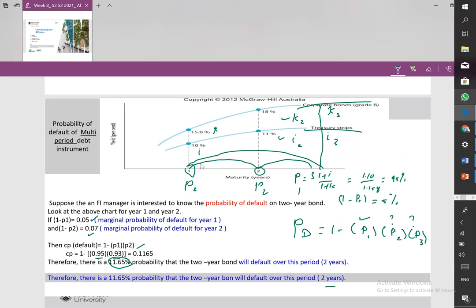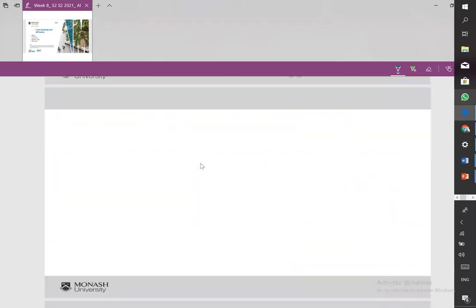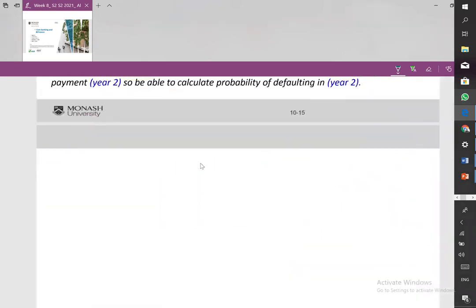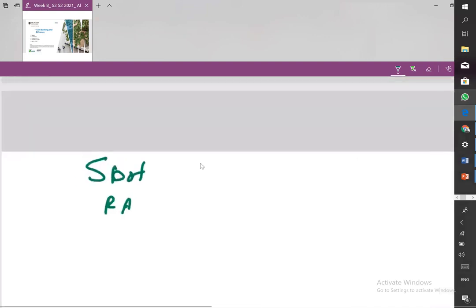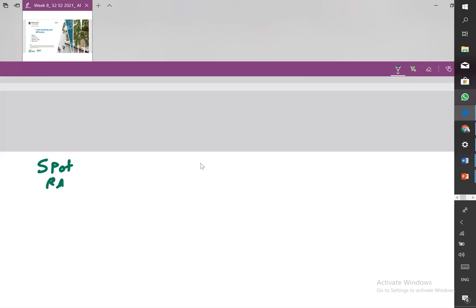So the way we do it, there is an assumption. And the assumption is there is something called spot rate. Now, the spot rates are offered in the market. If you are an investor, there is something called spot rate, and something called forward rates.